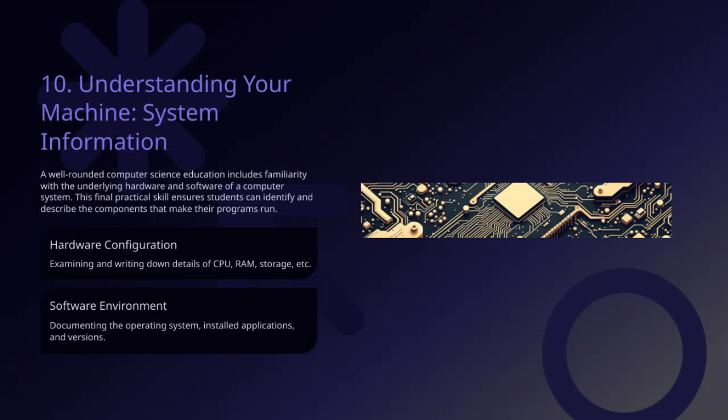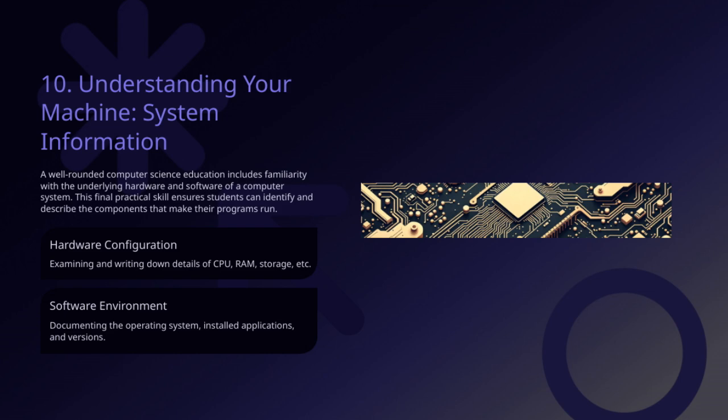Now, let's talk about understanding your machine by examining system information. First, documenting the operating system, installed applications, and their versions is crucial. This helps us keep track of the software environment we're working with. Next, we look into the hardware configuration by checking details like the CPU, RAM, storage devices, and other components. Having a clear picture of both the software and hardware setup is essential.